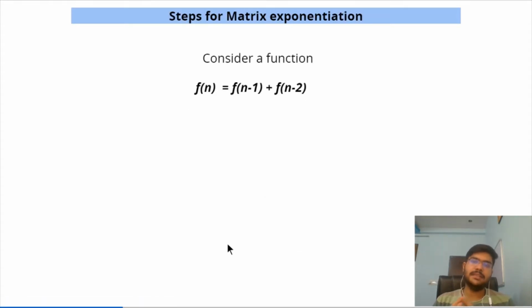Now let us get into the core matrix exponentiation algorithm. So we are considering the same function, the Fibonacci series. That means Fn equals Fn minus 1 plus Fn minus 2. This is the function for the Fibonacci series, and we are considering that same function.